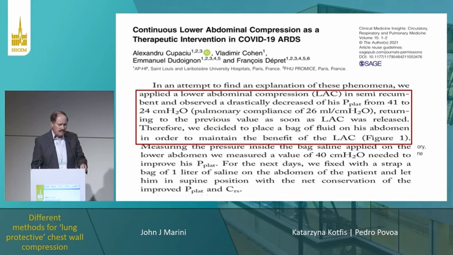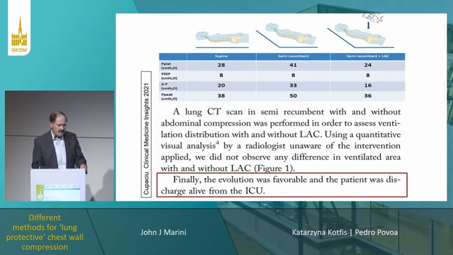They applied a lower abdominal compression in a semi-recumbent individual and observed a drastic decrease of his plateau pressure from 41 to 24 centimeters of water. The pulmonary compliance of 26 ml per centimeter of water returned to the previous value as soon as it was released. They also did radiographic studies, and they found no change in ventilation distribution. This patient survived.